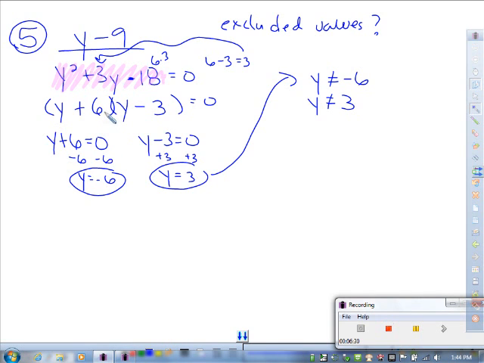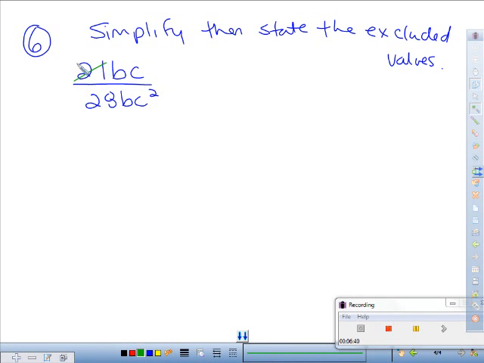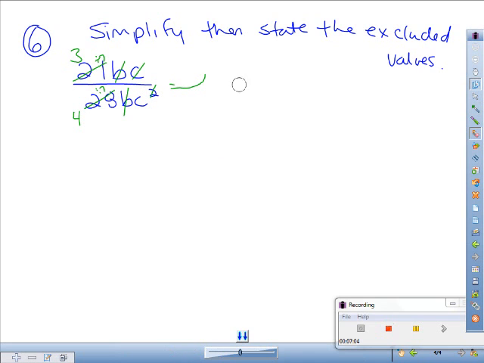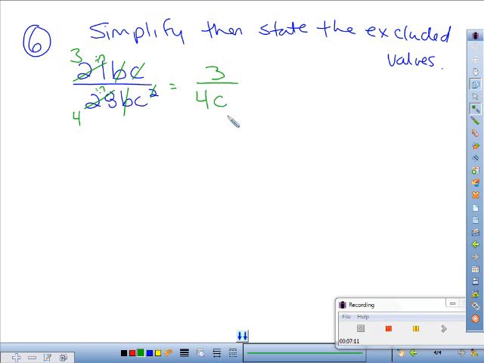For the 21 and the 28, Samantha, how's that going to get reduced? Over 4, because we're dividing them both by 7. Divide by 7. Divide by 7. That got us our 3 and our 4. What's going to happen to the b's, Kaylee? Yep, b over b is 1, so they're canceled out. And Ryan, what about our c's? Right, it's going to be on the bottom. So we're going to end up with a 3 on the top, and that's it. And on the bottom there's a 4, and there's a c. So that is your simplified answer.